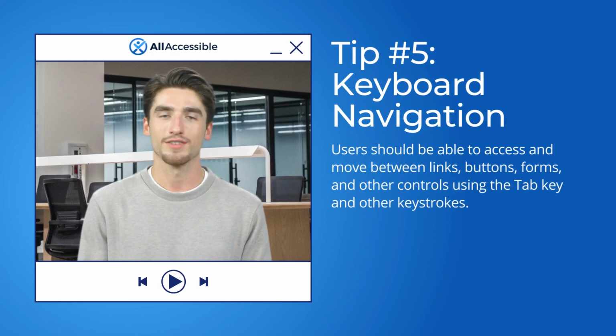Tip number 5. Keyboard navigation. Keyboard navigation helps people with motor skill challenges explore your site. Users should be able to access and move between links, buttons, forms, and other controls using the tab key and other keystrokes. Native HTML controls such as links, buttons, and form elements work with the keyboard by default and should be used where possible. Custom controls, CSS styles, and scripts that control interaction may need additional coding for keyboard compatibility.